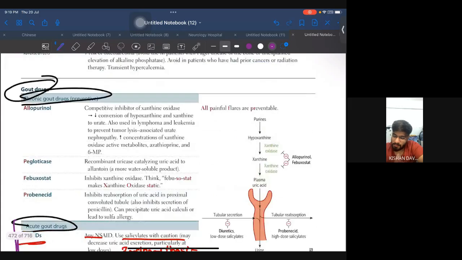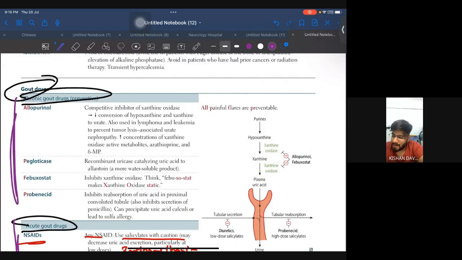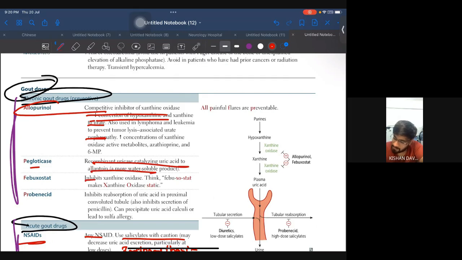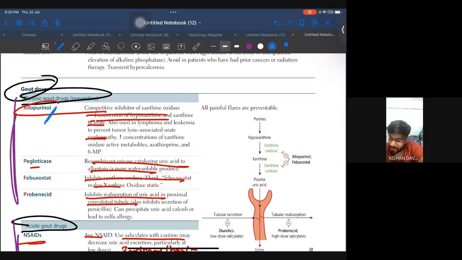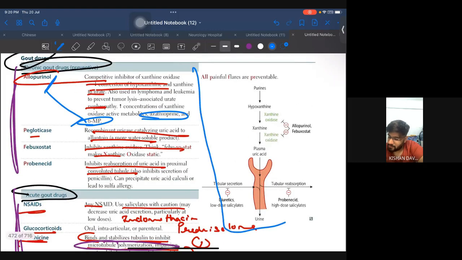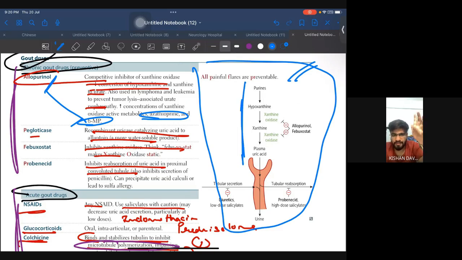Moving to the chronic gout drug. One thing you need to remember, mechanism you have to know for all. Pegloticase, febuxostat, probenecid. And apart from this, only in allopurinol you need to figure out one thing, that you won't be using allopurinol with azathioprine and 6-MP. That's it. You have to remember here, and this is what they have given. Just go through this. This is the purine metabolism that we saw in the starting of our classes.